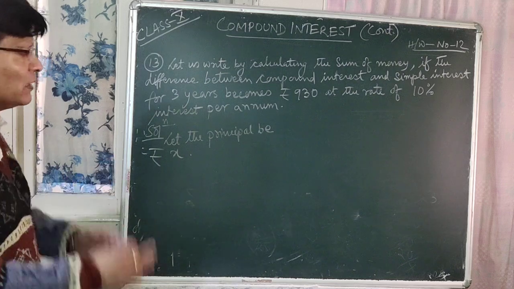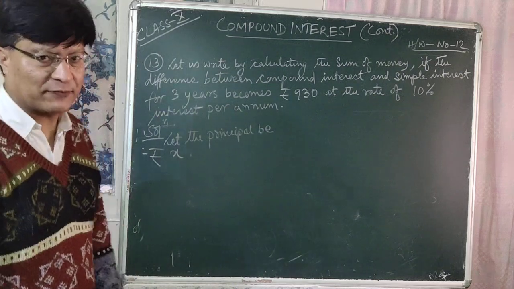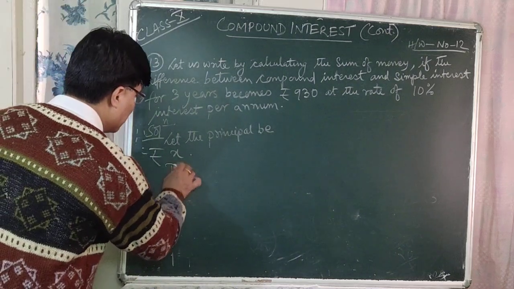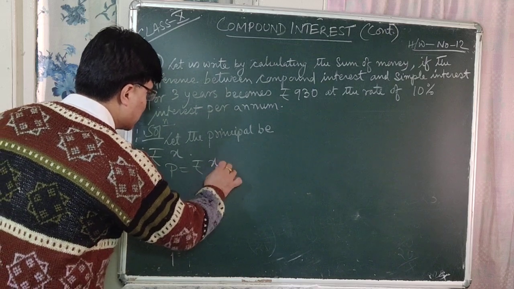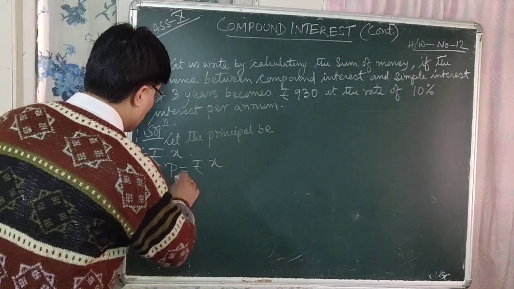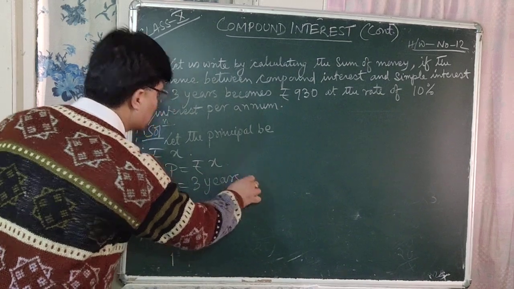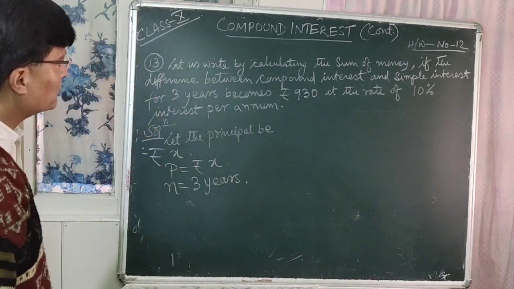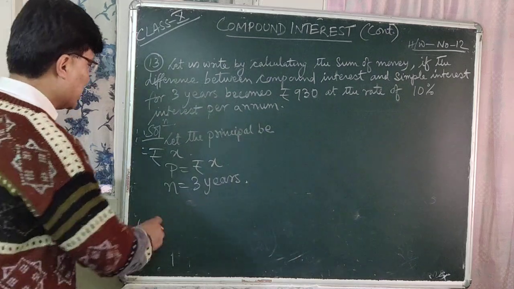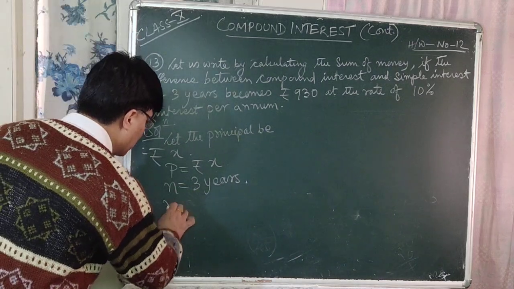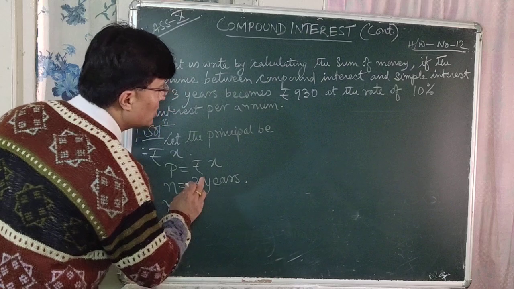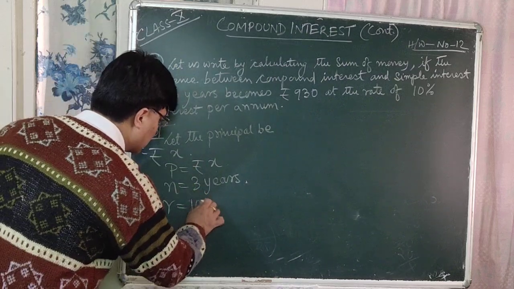Now first of all, let us calculate the compound interest. So principal is equal to rupees X, right? N is equal to how many years? 3 years. Now what is the rate of interest per annum? R is equal to how much is given? 10%.